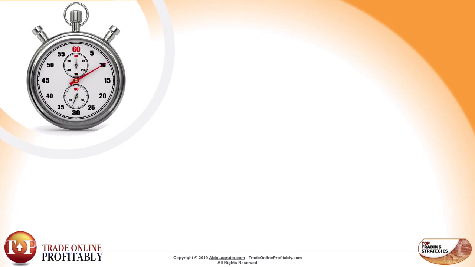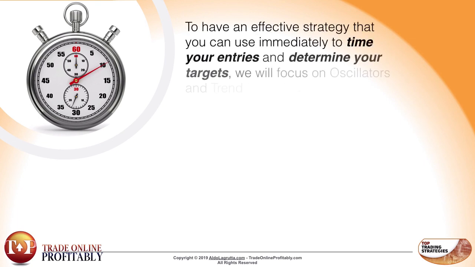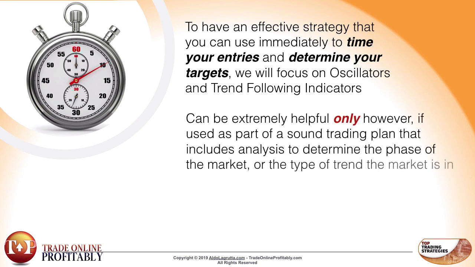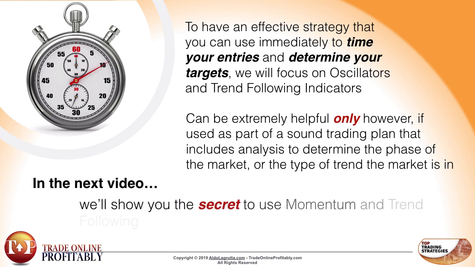So in order to have an effective strategy that you can use immediately to time your entries and determine your targets, we will focus on oscillators and trend following indicators. But we have to be extremely careful because their signals can be opposite and mixed. They can be extremely helpful only, however, if used as part of a sound trading plan that includes analysis to determine the phase of the market or the type of trend the market is in. So in the next video, we will show you the secret to use momentum and trend following indicators.